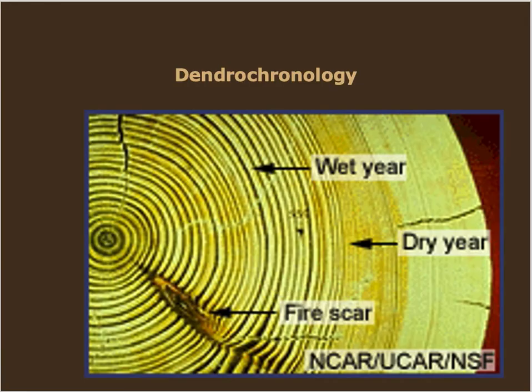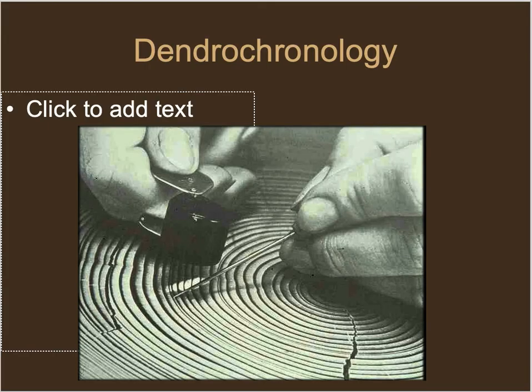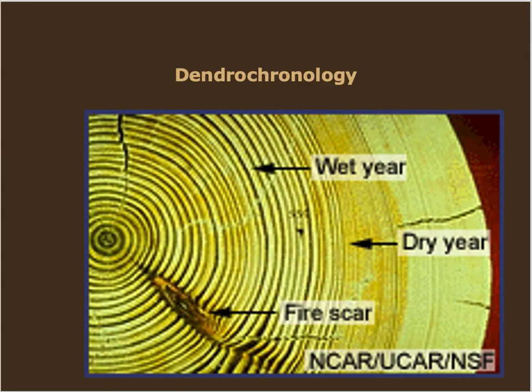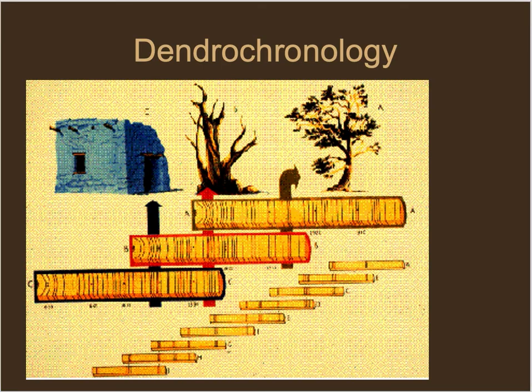counting backwards in time. Now, the rings are different thicknesses. They're thinner or thicker in certain years based on the moisture, on the rainfall. So in a wet year, you'll get a thicker ring. In a dry year, you'll get a thinner ring. So the rings are not always going to be the same thickness. That's important, because what you can do then is you can build up a master code or a master sequence.